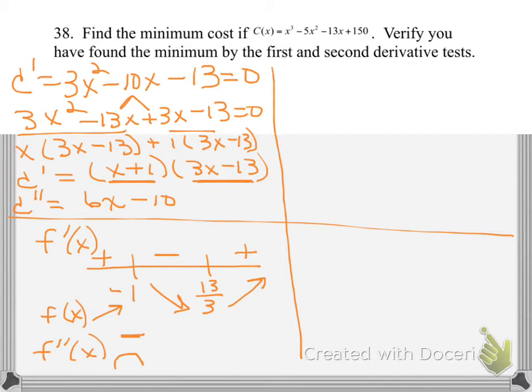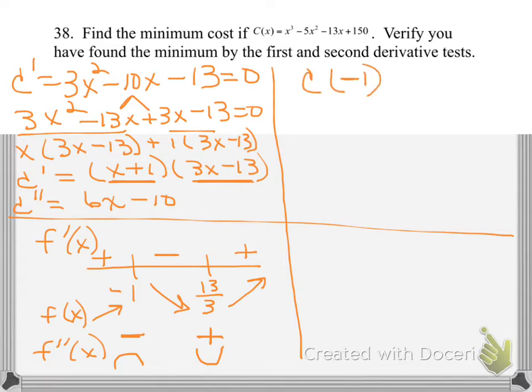Okay, then check your 13/3, which is about 4 and a little bit. So that's going to give me a positive for my second derivative when I plug in 13/3 for the x. And if it's positive, then that means my concavity is concave up, which affirms the fact that I have a minimum.